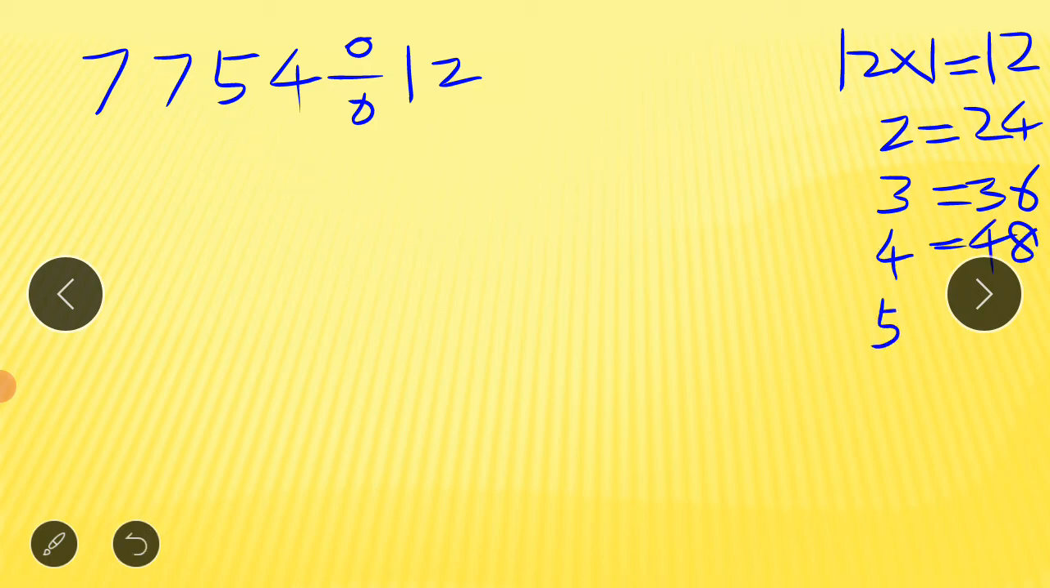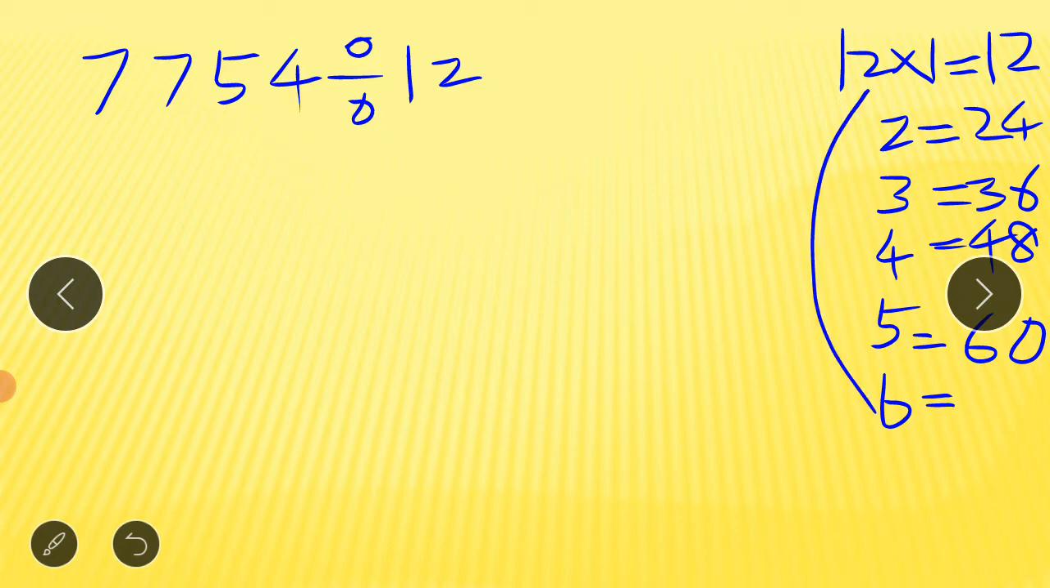Then 5 times, let's write. 5 twos are 10. So we write 0 and carry over. Keep the carry over in your finger. So 5 twos are 10, the carry over is there in your finger. Then 5 ones are 5. 5 plus 1, 6. Is it 6? Okay.